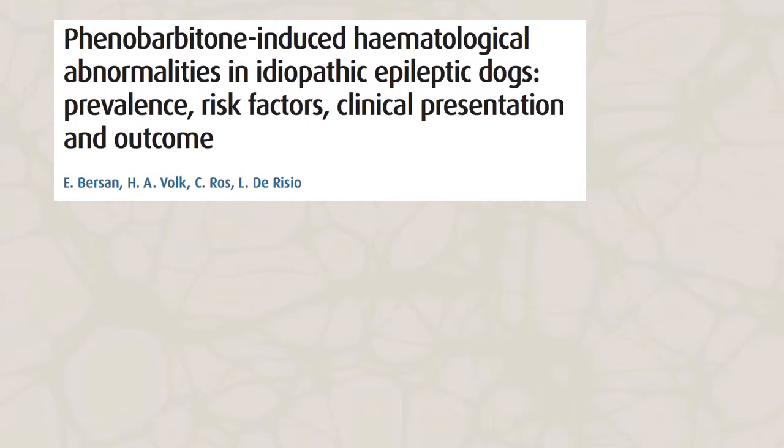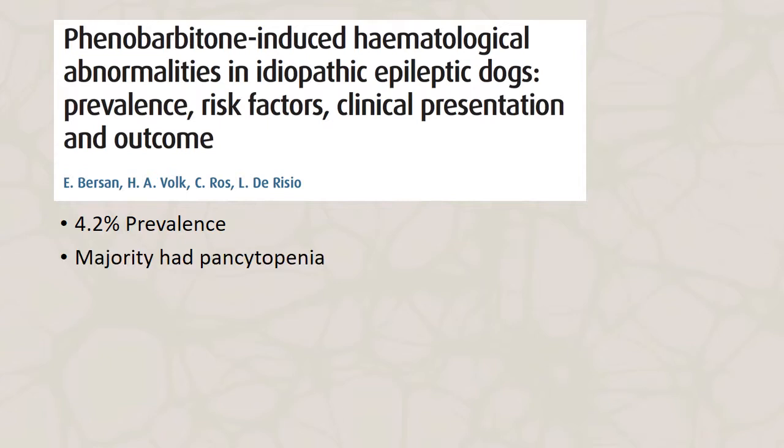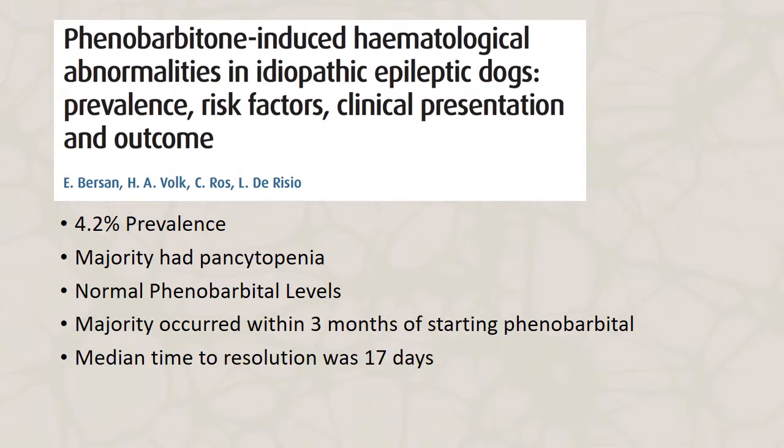To run through some of the more common ones, this is a paper discussing the hematological abnormalities. In this paper, there was an overall 4% prevalence of the hematologic abnormalities, with pancytopenia being the most common.